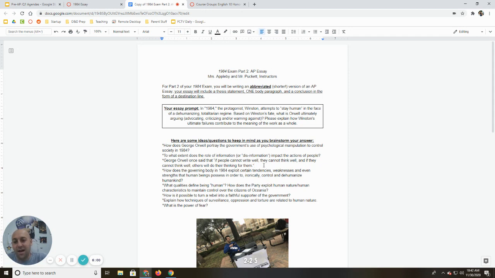And in this, I think this is sort of inviting you, if you wanted to talk about Newspeak, this is something you could pursue. The idea of eliminating words from language and whether that actually affects thought, cognitive thought. How does the governing body in 1984 exploit certain tendencies, weaknesses, and even strengths that human beings possess in order to, ironically, control and dehumanize humankind? What methods do they use? What qualities define being human? How does the party exploit human nature, human characteristics to maintain control over the citizens of Oceania?